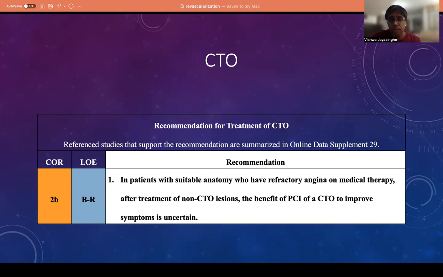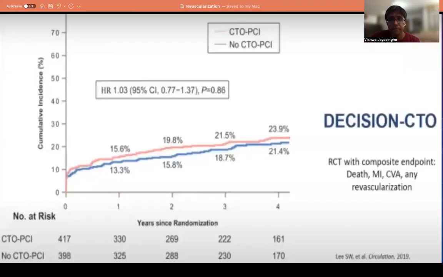Patients with suitable anatomy who have refractory angina on medical therapy after treatment of non-CTO lesions, even for the symptomatic mandate, the CTO lesions are now downgraded to a 2B recommendation. Benefit of PCI for the CTO is uncertain. That comes with this trial, the DECISION-CTO trial in 2019.